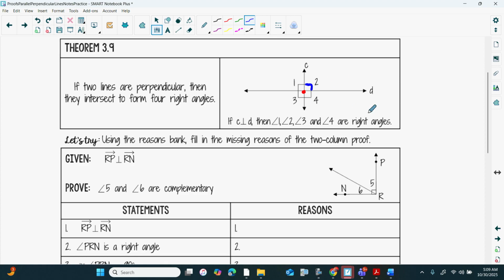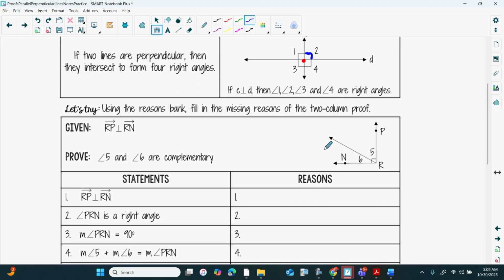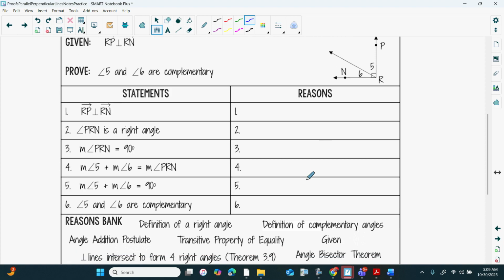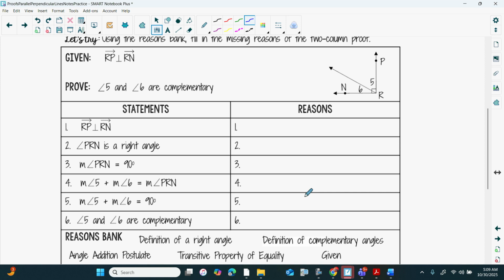We're going to use these theorems on our last example of parallel line proofs here. And we're going to use the answer reason bank here at the bottom because they've given us all the statements. So remember, the first statement is always given, and I can cross that out down here. What they've given us is the rays RP and RN are perpendicular, and they've already marked it for us in the diagram.